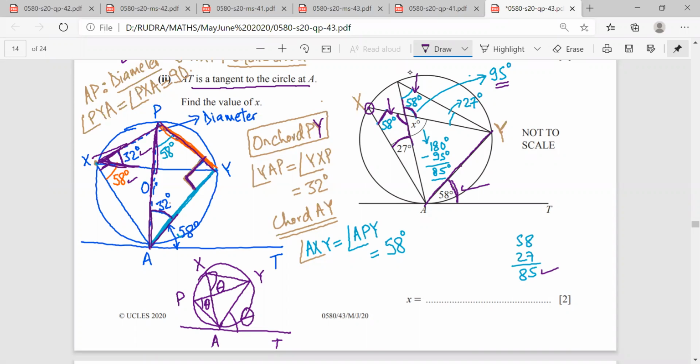Now this whole would be making a 180 degree. So this x degree, 58 degree plus x degree, I'm sorry, this angle is 95 degree. 95 degree plus x degree would be equal to 180 degree. Therefore, x degree would be equal to 180 degree minus 95 degree, and that would be equal to 85 degree. Mr. Rudra, any doubt? No, sir.